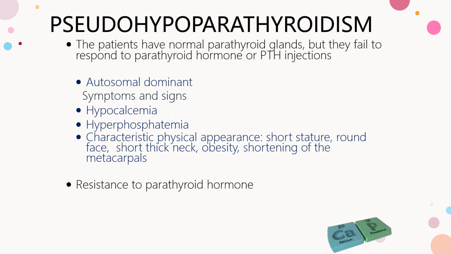And the next condition is pseudohypoparathyroidism. In this, the patients have normal parathyroid glands but fail to respond to parathyroid hormone or parathyroid hormone injections. And it is autosomal dominant type. The symptoms and signs are hypocalcemia, hyperphosphatemia, and the characteristic physical appearance, that is short stature, round face, short thick neck, obesity, and shortening of metacarpals. And the persons have resistance to parathyroid hormone.